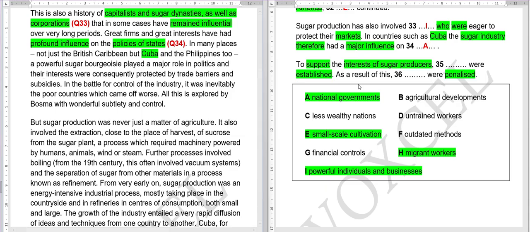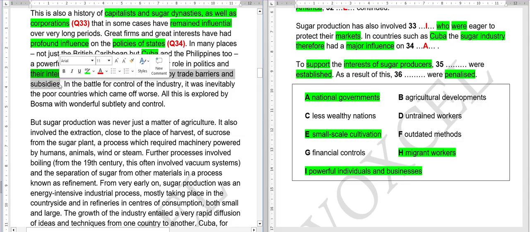And their interest, so their interest basically refers to the interest of sugar producers, were consequently protected by trade barriers and subsidies. So obviously our location is in this particular sentence, and for that you will have around 10 seconds. Tell me the answer to question 35. The time starts now.